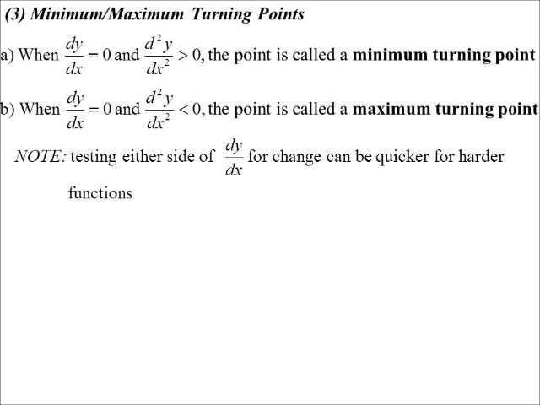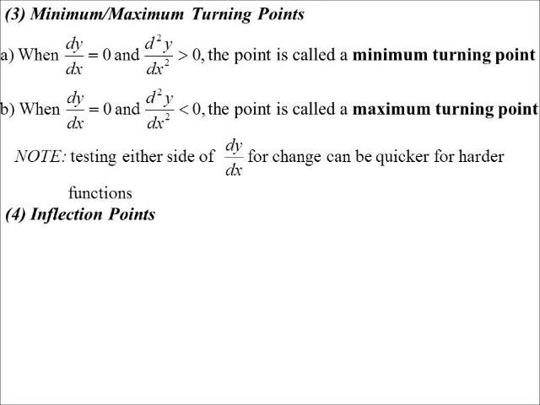Now, if you're unsure, or if it's a hard thing to differentiate, instead of using the second derivative, remember you can always draw up a table of values and just investigate either side of the stationary point, and then work out, oh okay, it's decreasing, then it's increasing, so it must be a maximum. So that's if it's a more difficult function to differentiate.